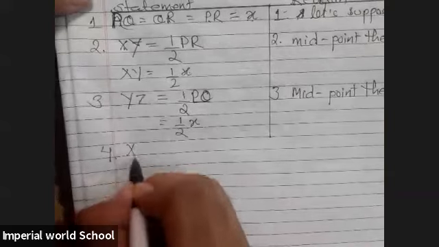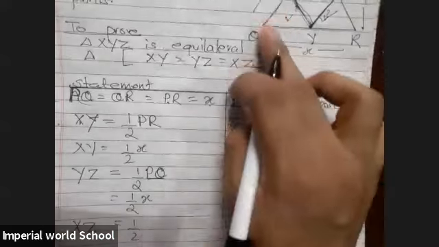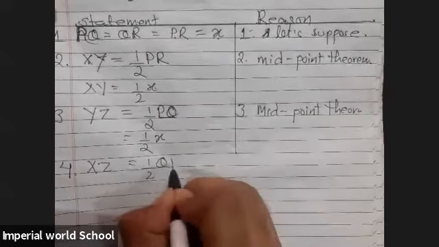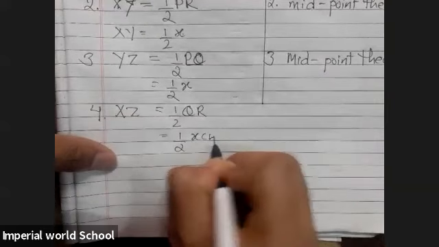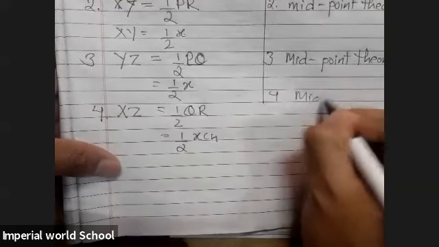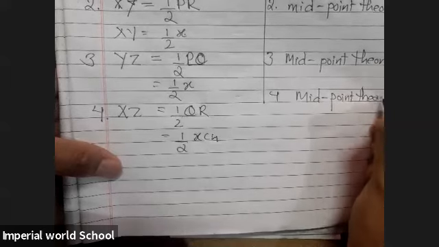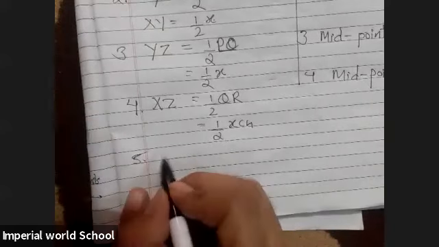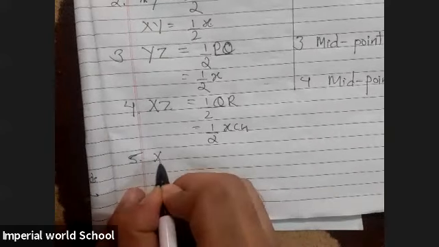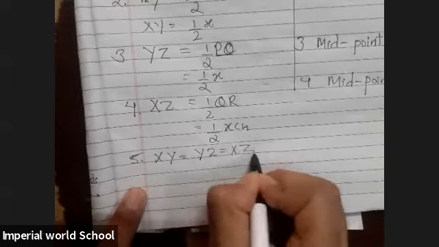So yz is also done. Now let's find xz finally. So xz is going to be half of, you can see the diagram, it is qr, and fortunately the qr value is also x centimeter, and the reason for this one is also the midpoint theorem. Finally, since all sides became equal, you can write xy is equal to yz equals xz came the same.